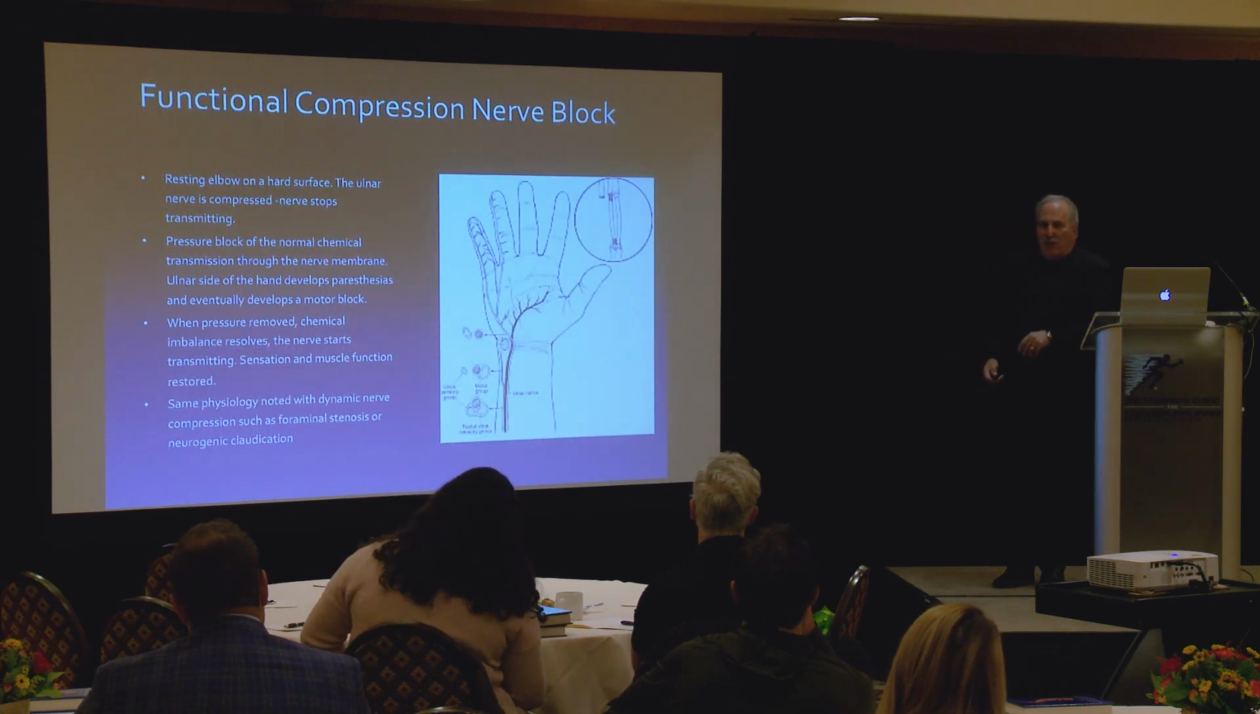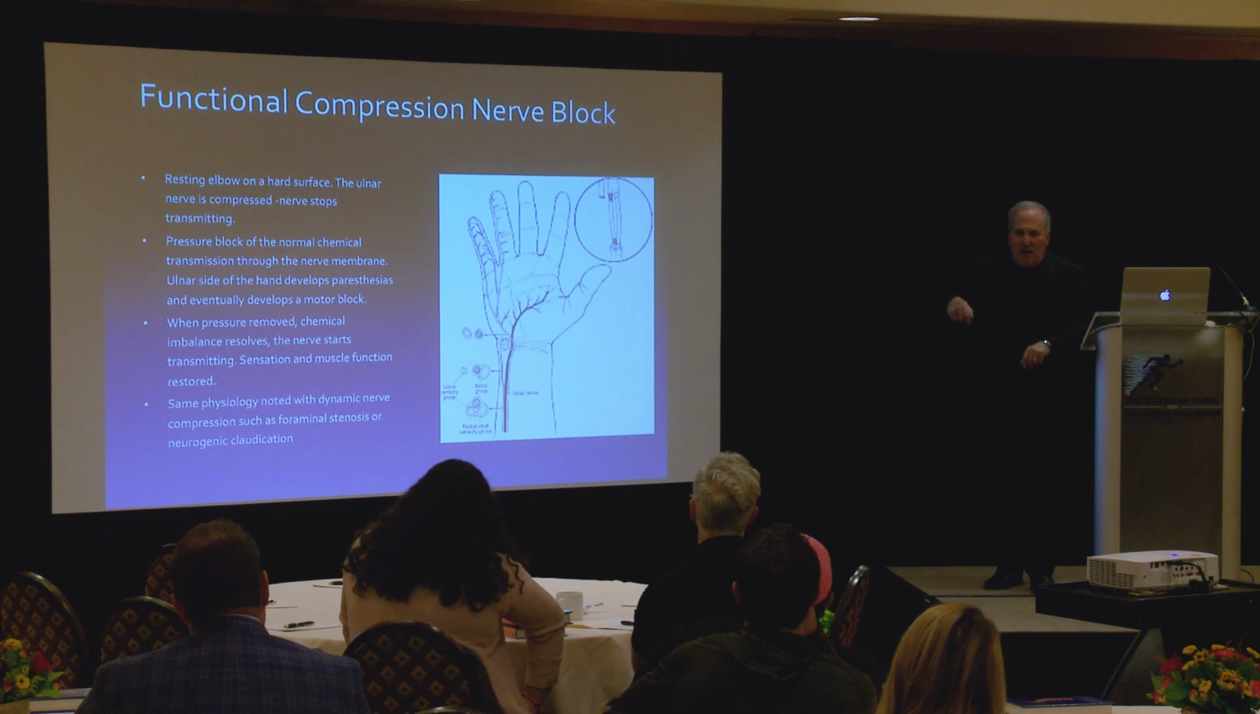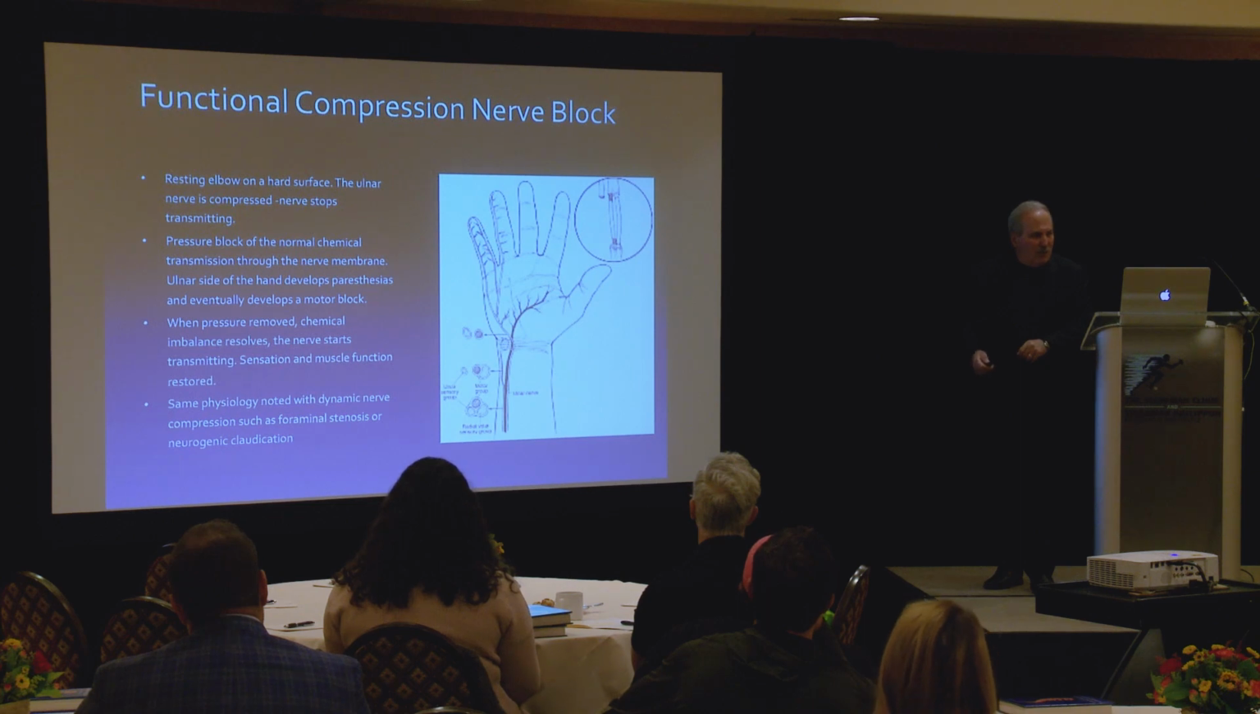So functional compression. This is how specific nerves can get injured. And you all know this. You lay your arm on the table or on a bar. And what happens in about 5 minutes if you're not thinking about it? Your hand goes numb, right? And if you lay it there long enough, the motor function stops. You've created a conduction block, a functional conduction block. And when you take the arm off, it recovers.